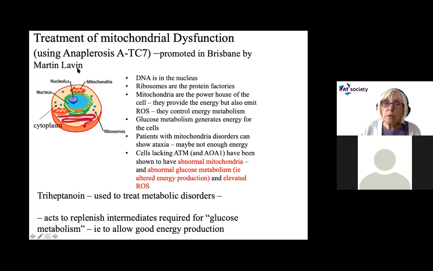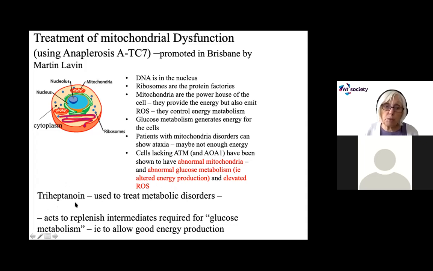And what Martin Lavin was very astute and found was that cells lacking ATM, and more recently, not by Martin, but by others, I think this is true for AOA1 as well, have been shown to have abnormal mitochondria. Even though ATM is not in here, some of the consequences of not having ATM may still impact upon the mitochondria. They seem to have abnormal metabolism. So the normal route of making that power is via glucose metabolism. But they also emit high levels of these reactive oxygen species.